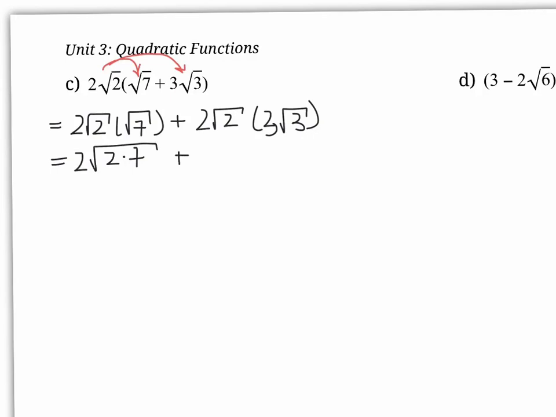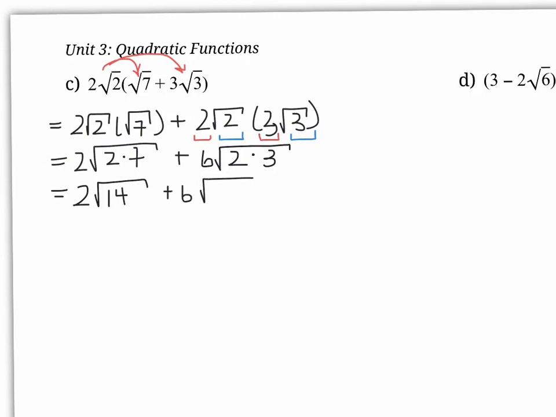Plus, how about this one here? This is 2 times root 2 times 3 times root 3, just like the previous example. So what can multiply together here? Well, we can do the 2 times the 3, and then we can do the root 2 times the root 3. So we know 2 times 3 is just 6, and then we can change this into the square root of 2 times the square root of 3, which is square root of 2 times 3. Let's keep on finishing this. So we've got 2 times the root of 14 plus 6 times the root of 6.